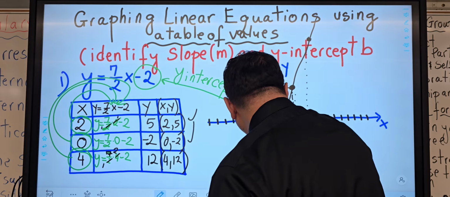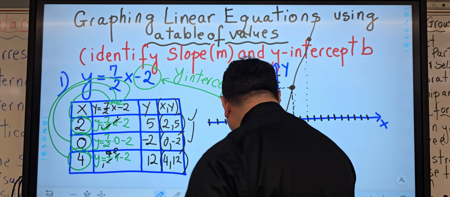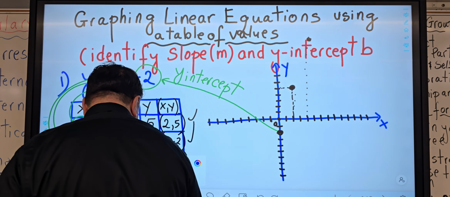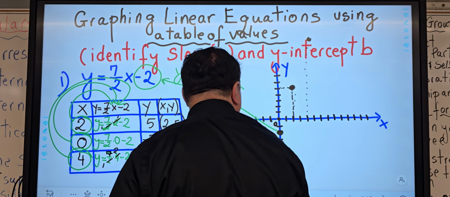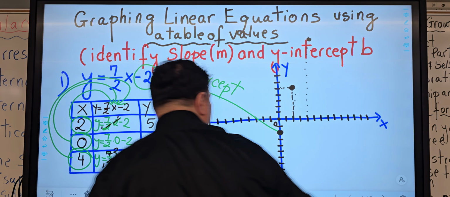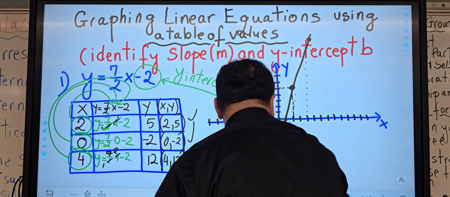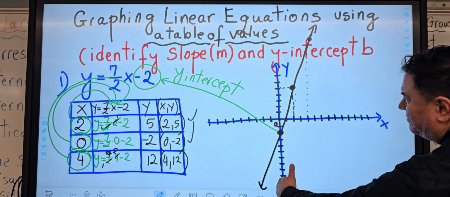And this line has to go through -2, right? The line is a little bit crooked. Let's do it again. Oops, my bad. Let's create the line again. So we start from here. It goes right here, and we can continue the line a little bit more. This is our line.